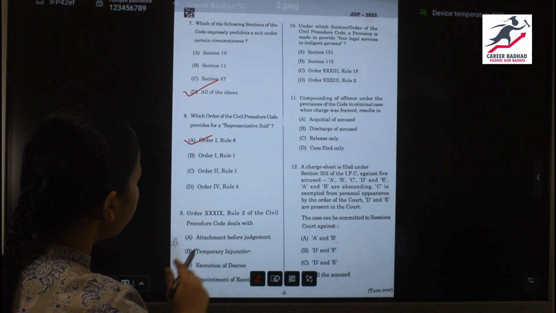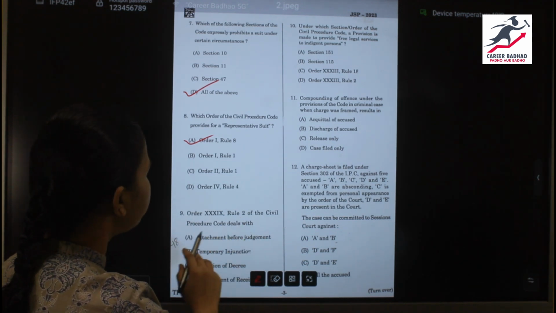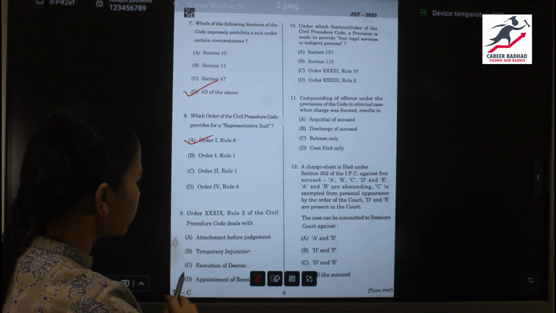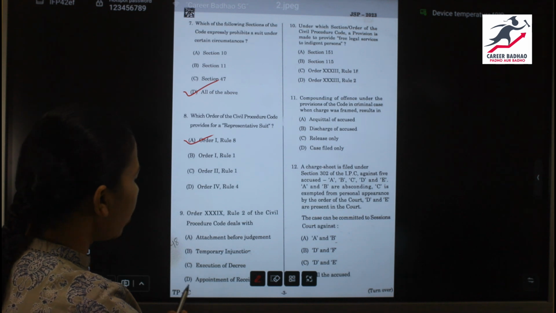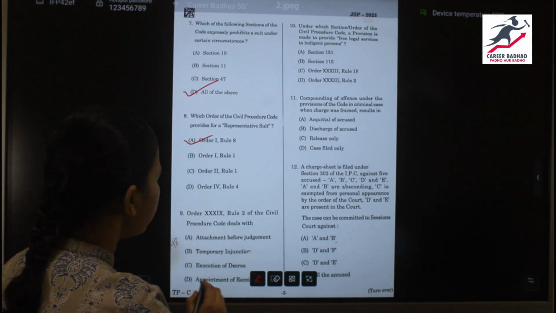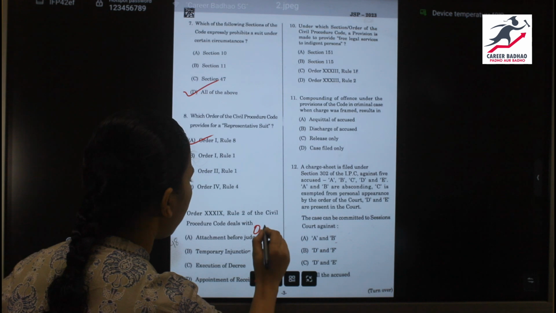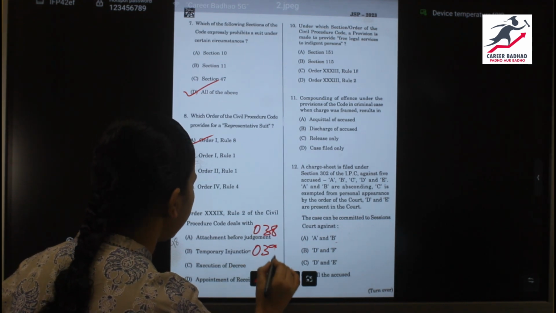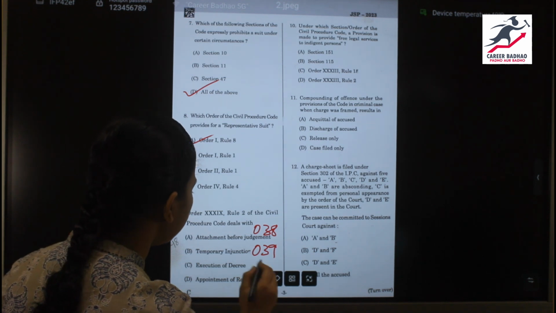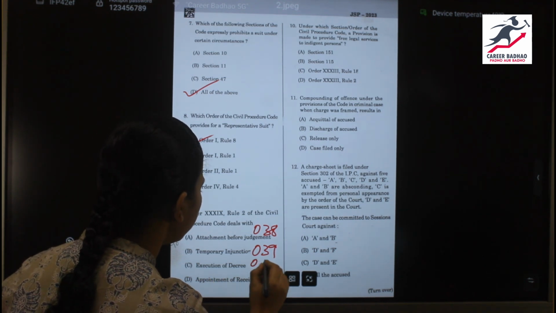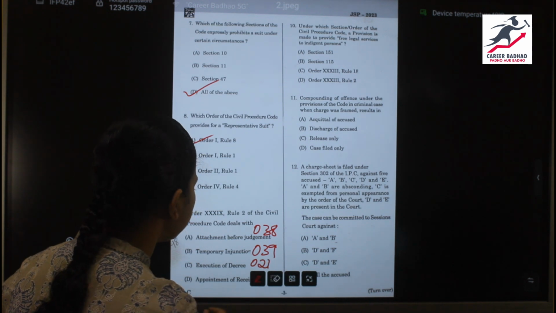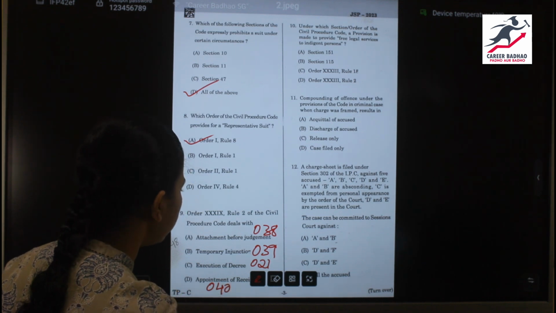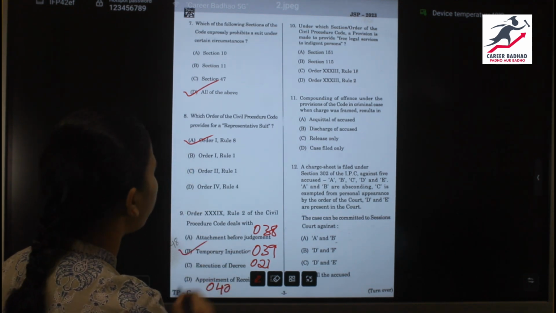Let's move to question number 9. Order 39, Rule 2 of the CPC deals with. So here the options are attachment before judgment, temporary injunction, execution of decree or appointment of receiver. So here attachment before judgment is dealt under Order 38, temporary injunction is dealt under Order 39, execution of decree is dealt under Order 21, execution of order and decree, appointment of receiver under Order 40. So here the correct answer would be option number B.